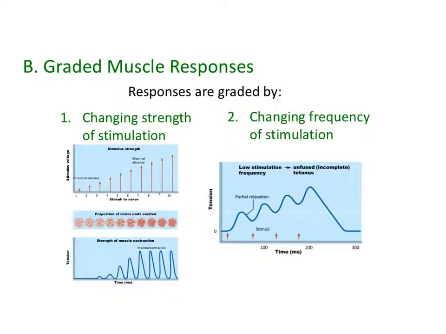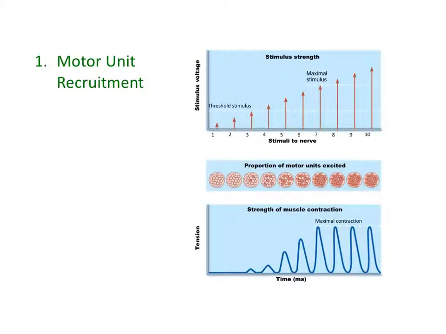And to generate graded amounts of force, there are two general mechanisms. You can change the strength of the stimulation to the muscle, which we will talk about in a second, or you can also change the frequency at which that stimulation is coming. One of the key impacts of altering the strength of stimulus is that it alters the number and size of motor units activated.